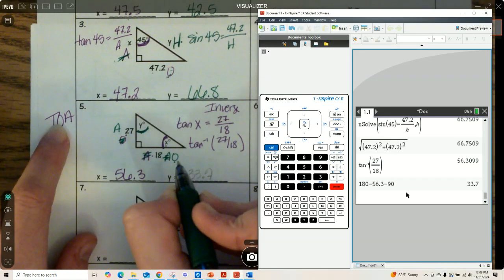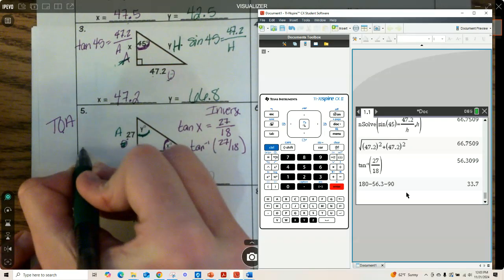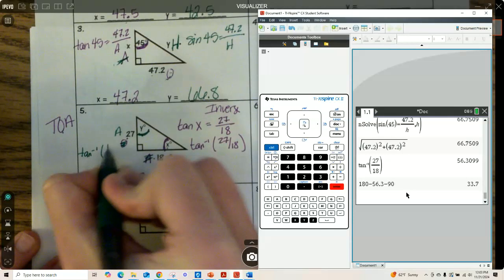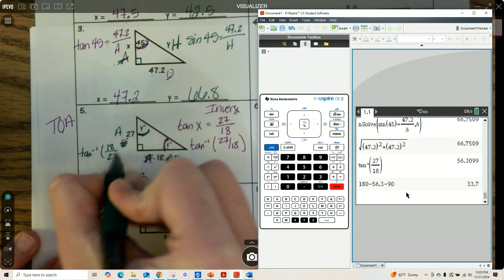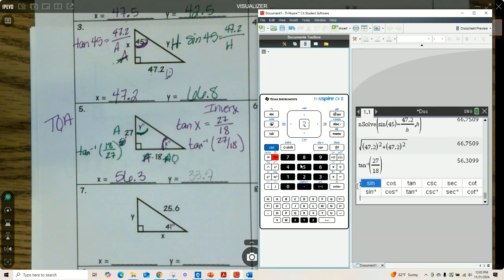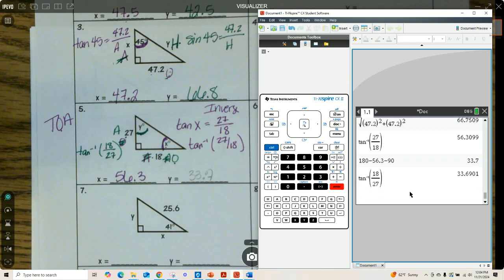We still have O and A, which means we're still doing tangent. So the only thing that changes is who goes on top. 18 now goes on the top of the fraction. 27 goes on the bottom. Okay? They look really similar. If you start getting twisted and tangled, let me know. Let me help you. Okay? So 33.69, what does that round to?